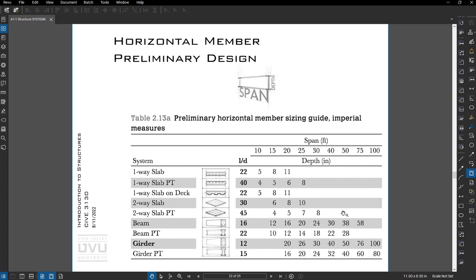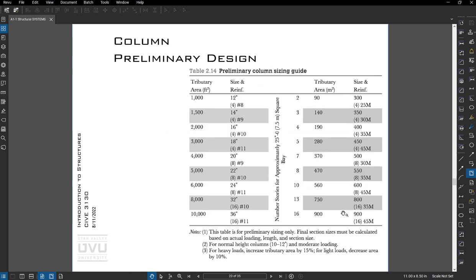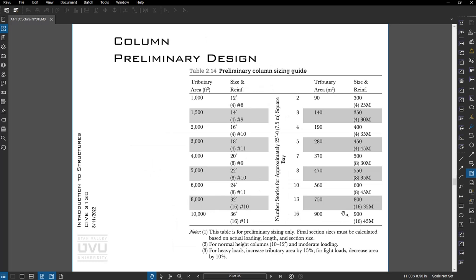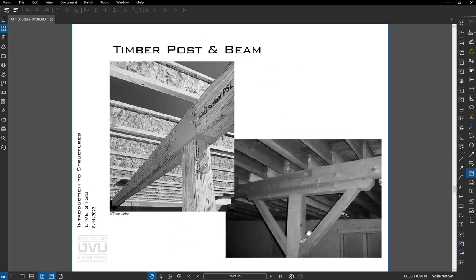Here's some preliminary design guidance for concrete beams and then columns as well. And again, these are just starting points for design, just to give you a gut feel of how big something's going to be for a given span or number of stories in the case of the columns.